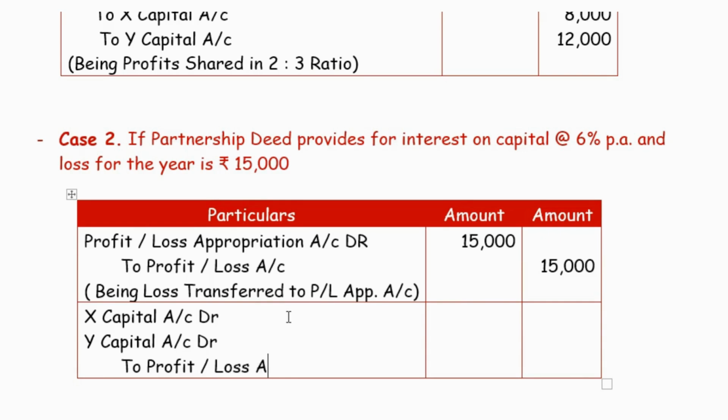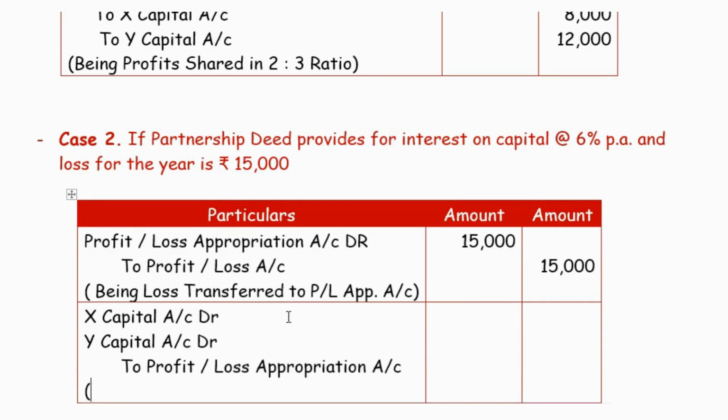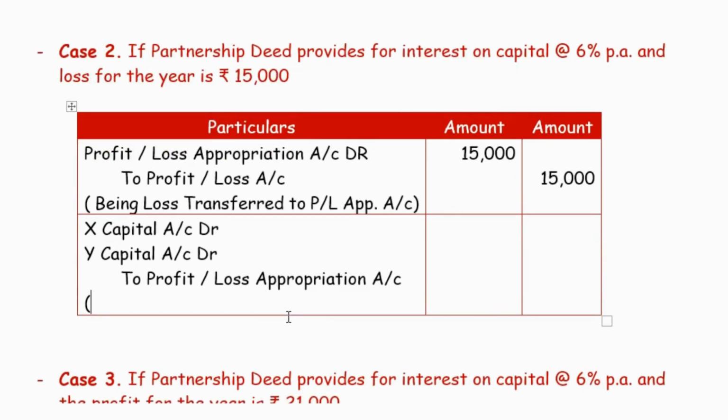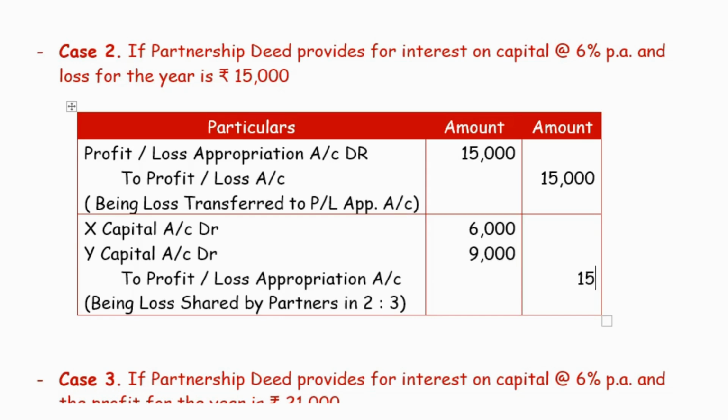The profit or loss appropriation account, in case of profits, would be credited, and in case of loss, it would be debited, being loss shared by partners in 2:3 ratio. This 15,000 when divided in 2:3 comes to 6,000 and 9,000, and here it is 15,000. These are the journal entries for the second situation.